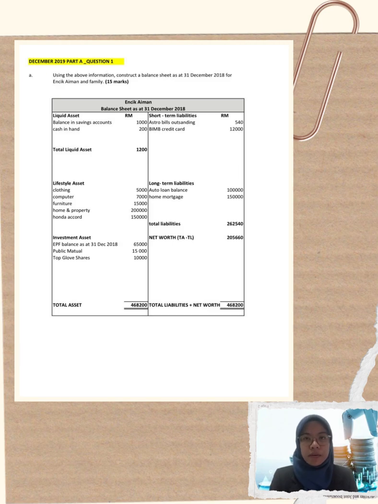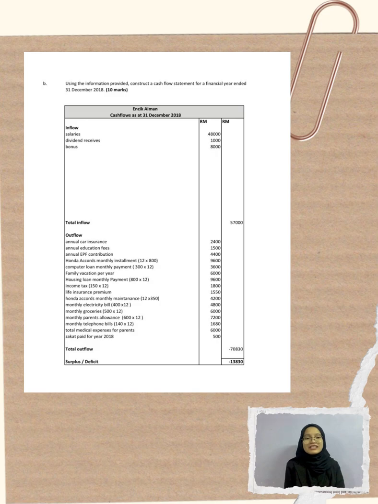Then all the amounts as liability need to be summed to get the total liability. After that, to find the net worth total, the total liabilities need to be subtracted from the total asset, and we'll get the amount. Next, we sum the total liability amount with the net worth total and we'll get the balance amount, which is 468,200.